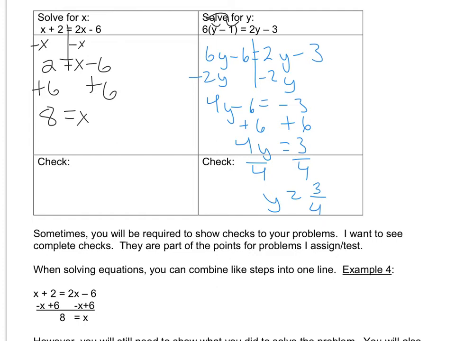Here it's saying sometimes you're required to show checks. I want to see complete checks. Well, to me on tests, it's up to you to check your own work.